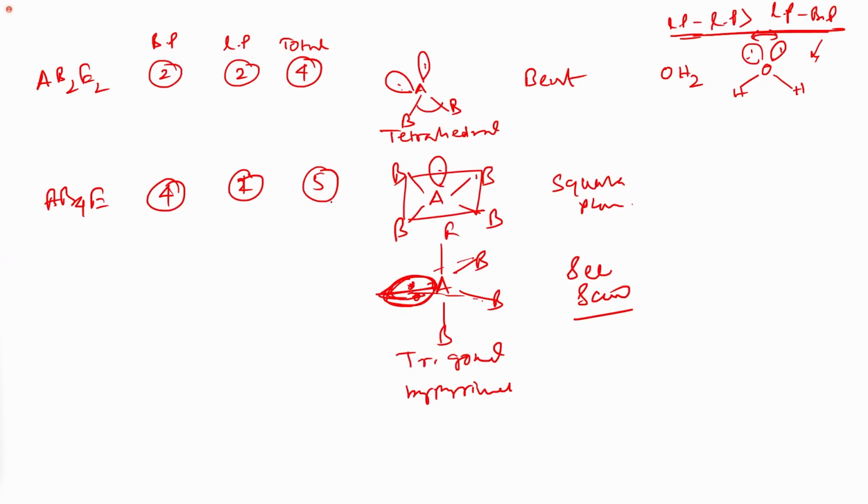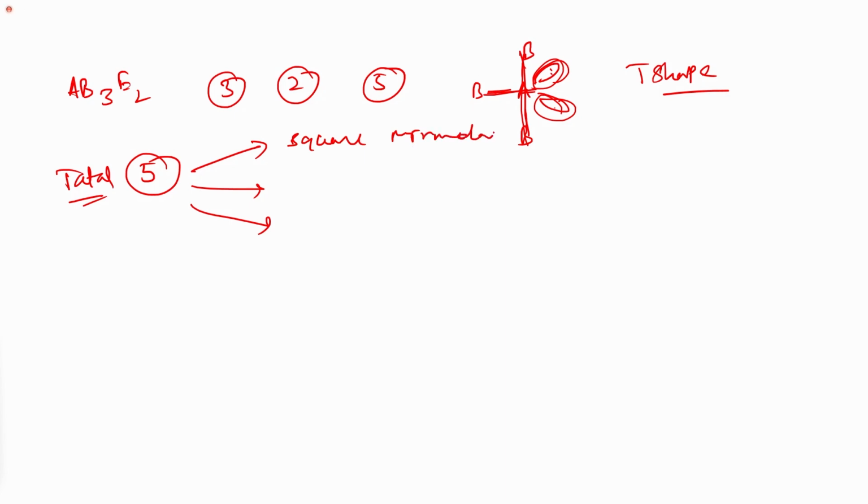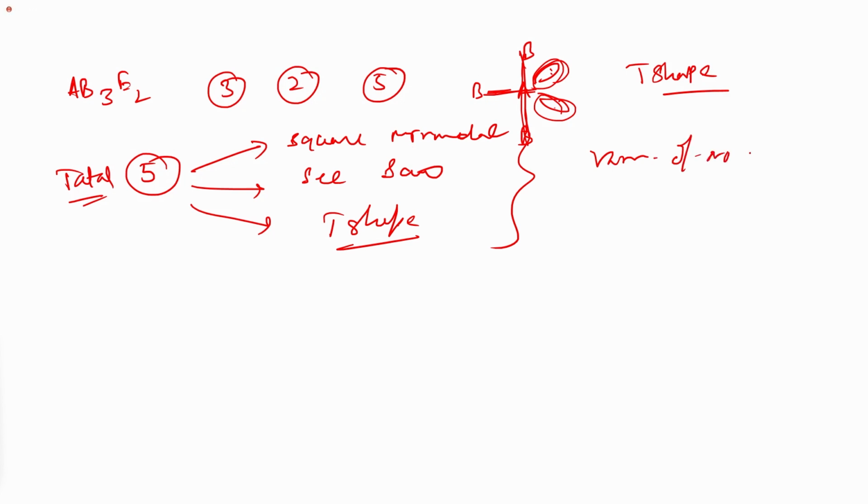And another is always possible, that one is a square pyramidal structure. So if you see, when the total number of electron pairs equal to 5, then there are three possibilities. One is square pyramidal structure, another is the seesaw structure, another is the T-shape structure. So that actually varies with the number of bond pairs and the number of lone pairs.